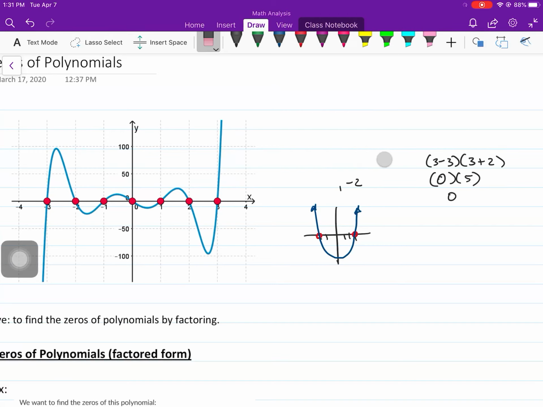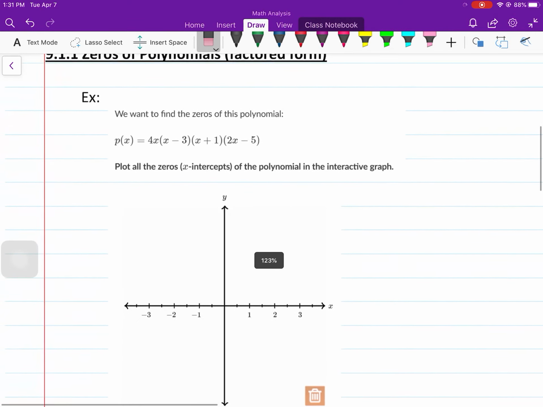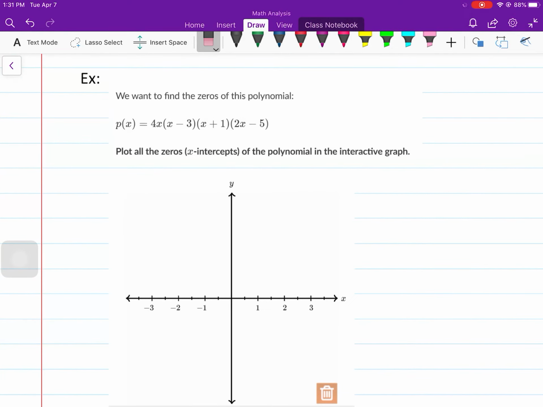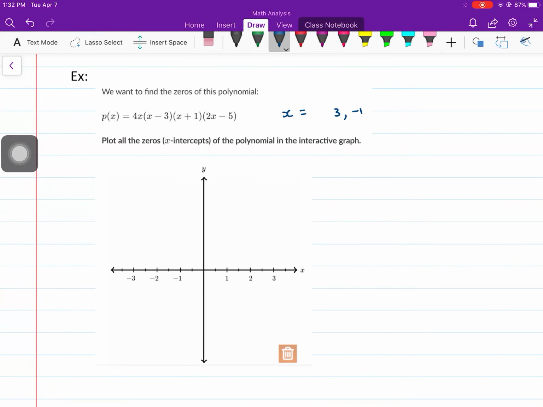So let's look at our first example down here, hopefully to make a little more sense of what's going on. We want to find all the zeros of this polynomial. They gave it to us in factored form, which is nice because it highlights the zeros. So what would the zeros be for this? The first one I could see right off the top of my head is this 3. Easy. Negative 1. What about that 2x minus 5? What are we going to do with that? We can always just take 2x minus 5, set it equal to 0 and solve, and x equals 5 over 2.